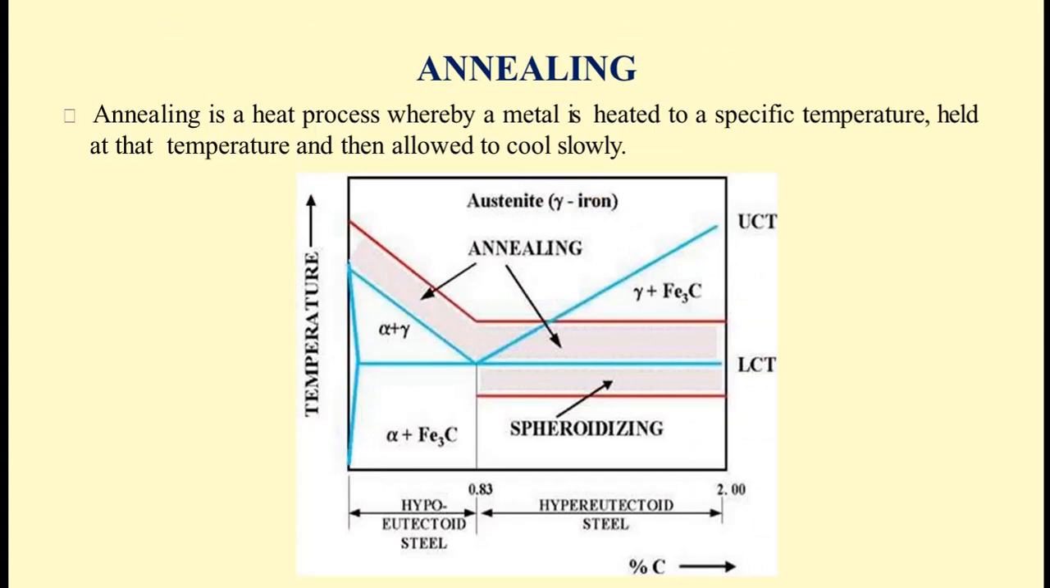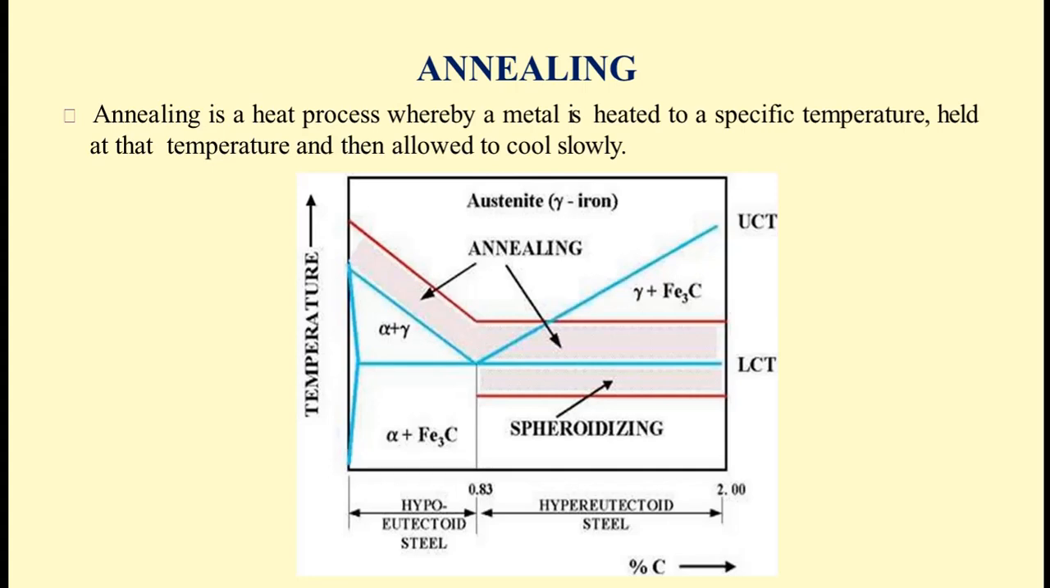Today we are going to discuss only an introductory part of the annealing process. Now what is annealing? Annealing is the heat treatment process whereby a metal is heated to a specific temperature, then held at that temperature for a certain period of time, and then allowed to cool slowly.